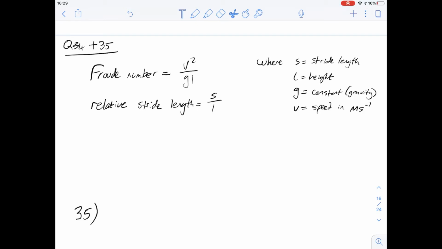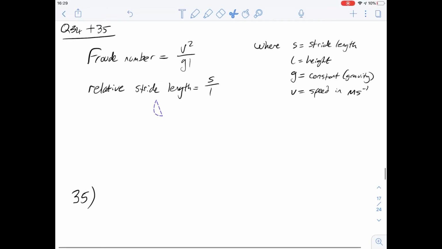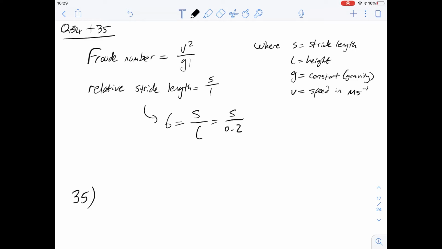So if we read across to see what the relative stride length would be for something going with a Froude number of 20, we get roughly 6. So let's write that out. We've got a relative stride length of 6. And that's going to be a ratio of the stride length over the height. And we're asked to calculate its stride length. So if we know that the length is 0.2, then that tells us that 6 multiplied by 0.2 equals s, or 6 over 5 is s. And the number which is closest to this, of course this is 1.2, the number which is closest to this is 1.4 meters, which is answer B.